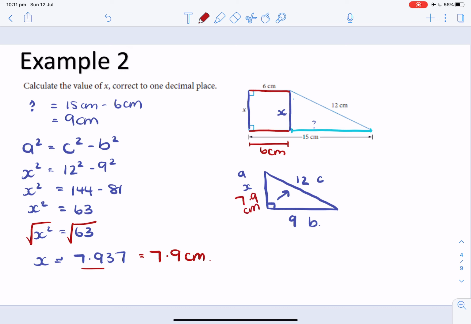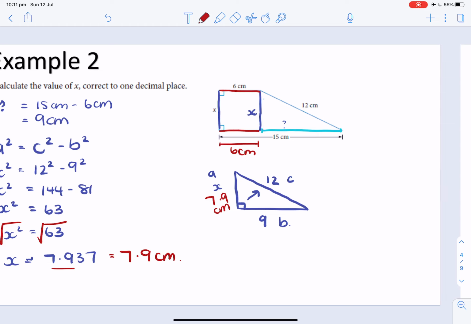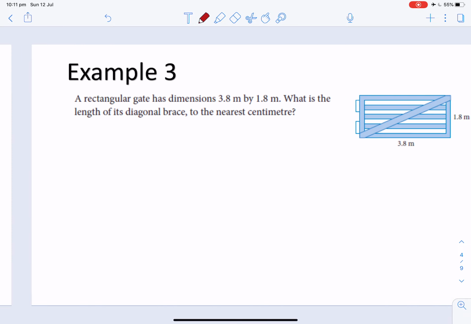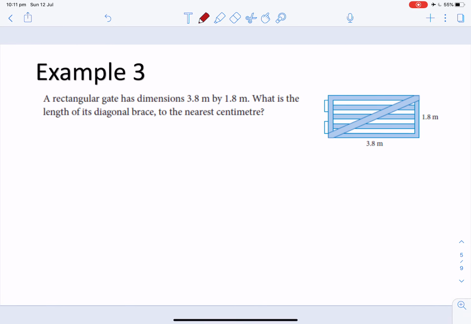A little less daunting when you break it up step by step rather than, oh my gosh, I've got this composite shape. All right, last example that we're going to go through before I move on to part 2 of my second video. So example number 3. A rectangular gate has dimensions 3.8 by 1.8 metres. What is the length of a diagonal brace to the nearest centimetre?